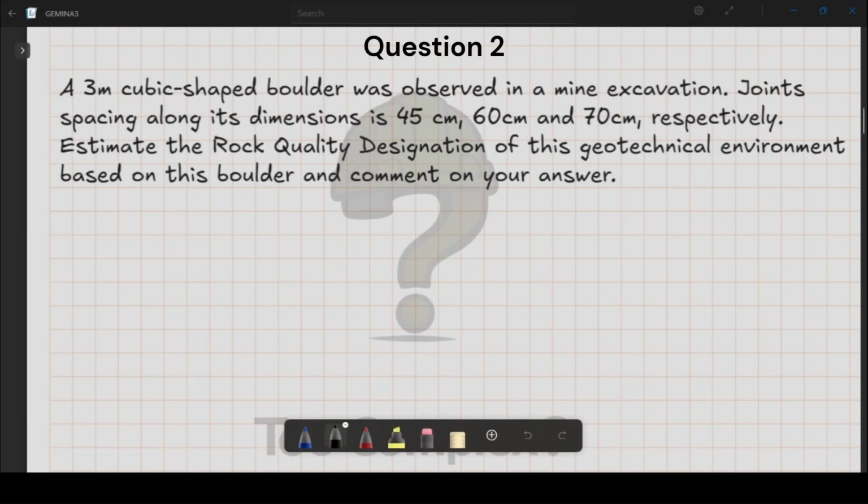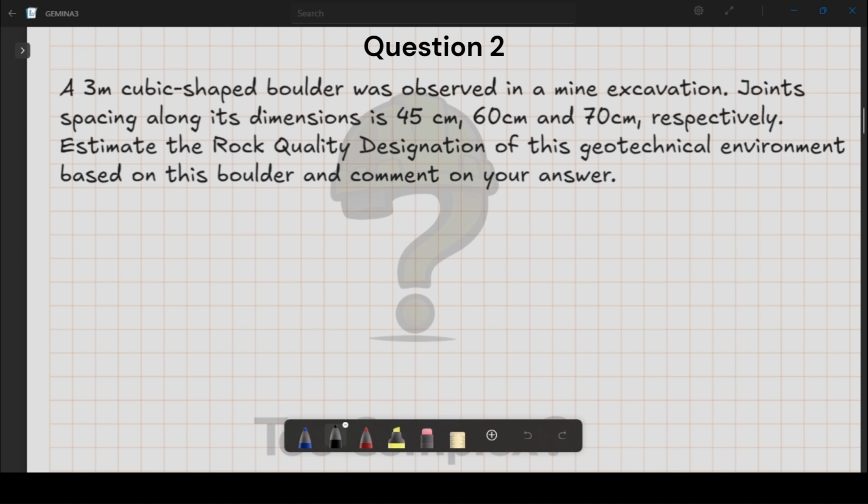A 3-meter cubic shaped boulder was observed in a mine excavation. Joint spacing along its dimensions is 45 centimeters, 60 centimeters, and 70 centimeters respectively. Estimate the rock quality designation for this geotechnical environment based on this boulder and comment on your answer.